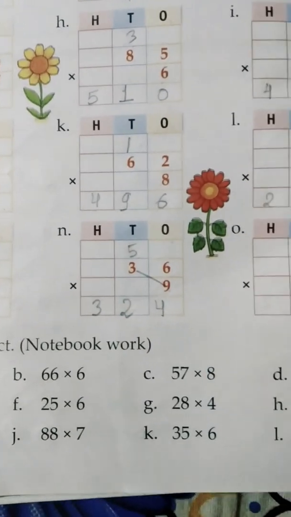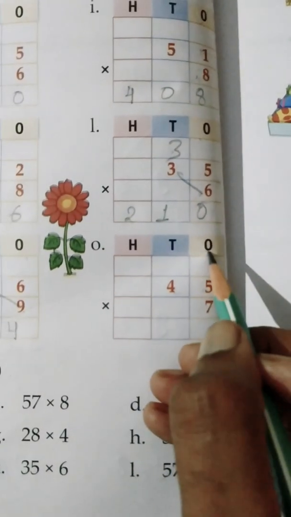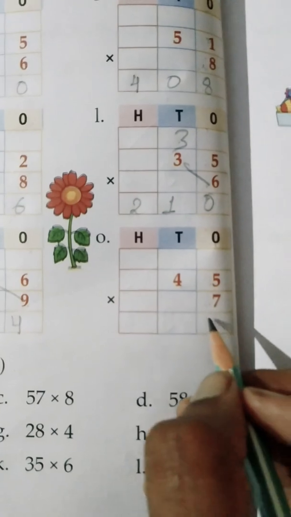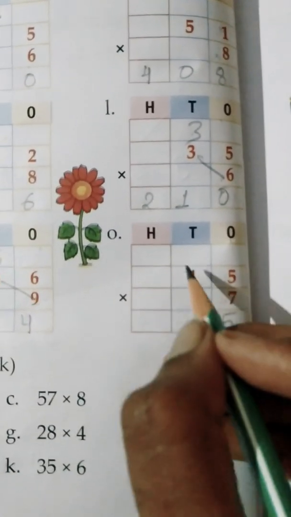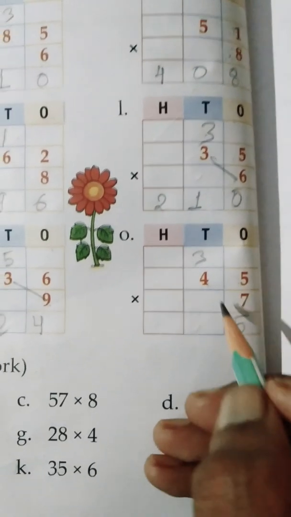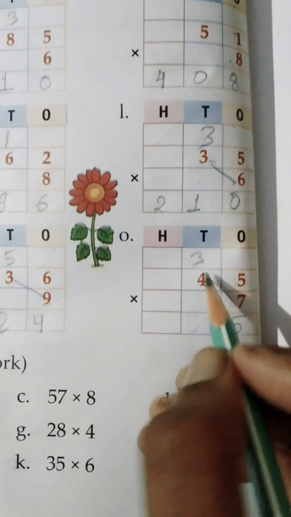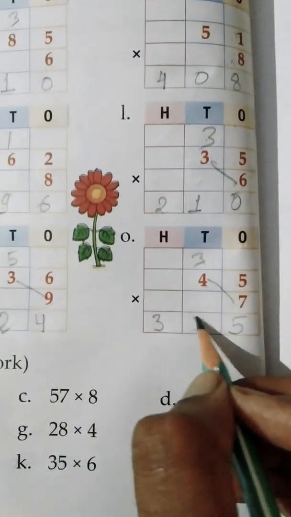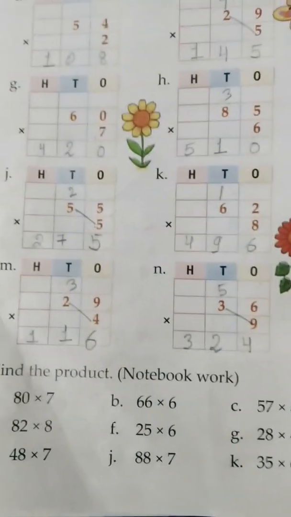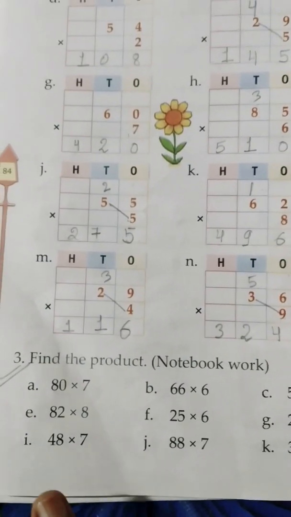Okay. Next, 45 into 7. So firstly solve the ones position number. 5 into 7 is equal to 35. Okay. You will write 5 and 3 carry. Then 4 7s are 28 plus 3, 31. Answer is 315. Okay, so this question is completed, and the third one is for your homework.